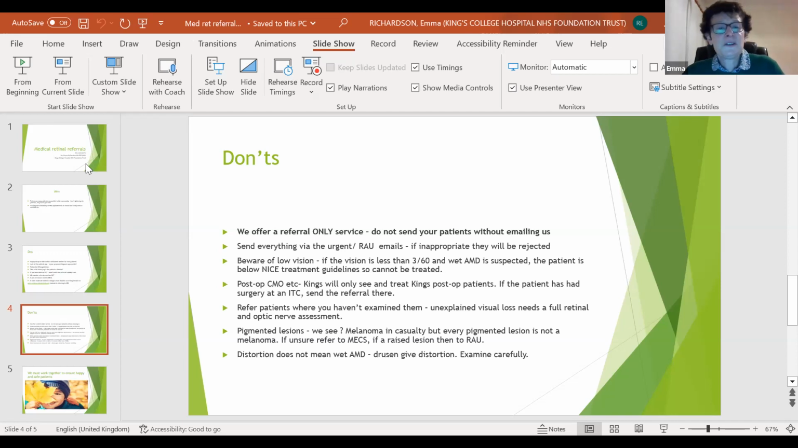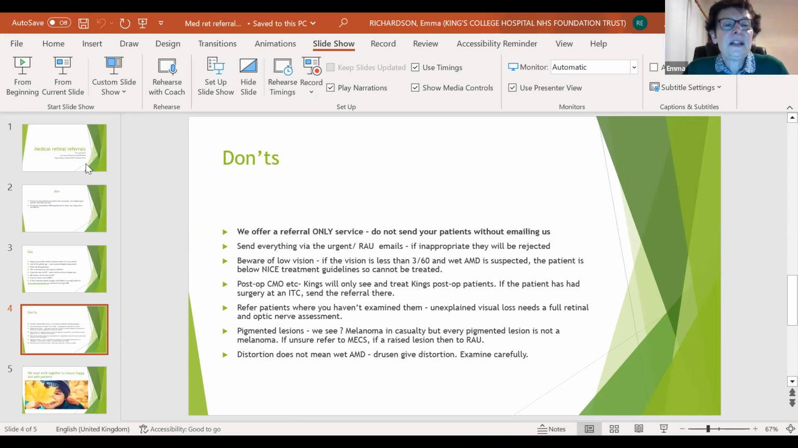From the post-operative point of view, cystoid macular edema, King's will only see and treat King's patients. So if your patient has had cataract surgery at Spa Medica or at Czech, we will not see them. So they have to go back to the independent treatment centre or their private consultant or whoever, wherever that may be. We at King's will only see the post-operative complications that we've caused.